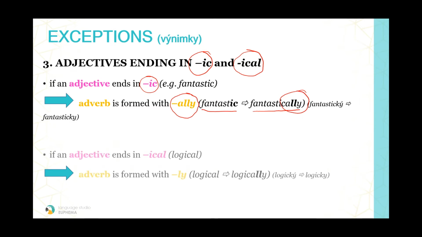Second group is adjectives that end in ikkel, for example, logical. So then the adverb is formed with only ly. So logical, logically. You can see that there is double L because the adjective ended in one L and we had to put another L within ly. So we've got double L, all right? Logical, logically. Another example is real, really, also double L.